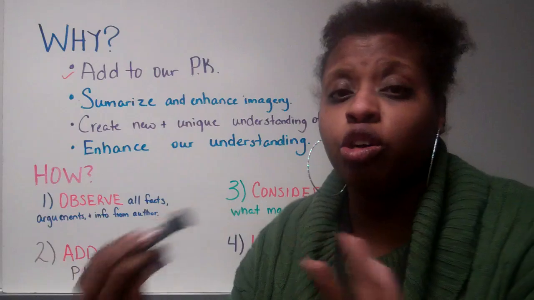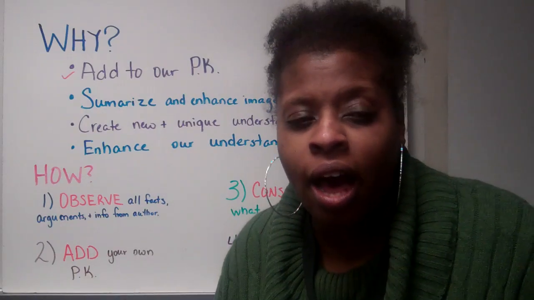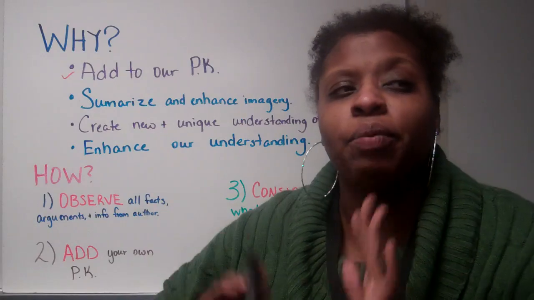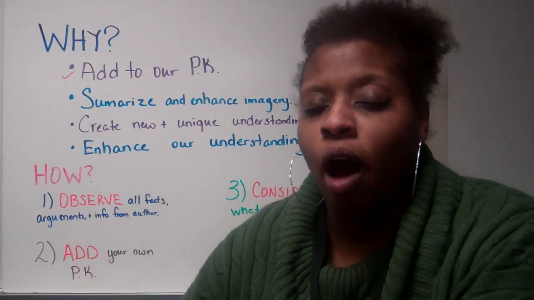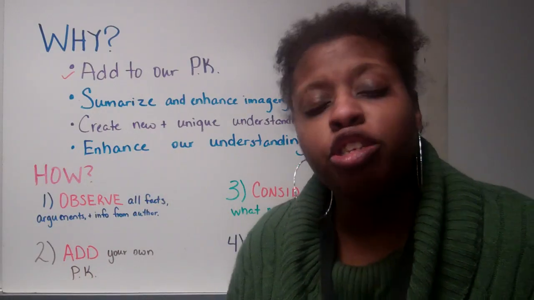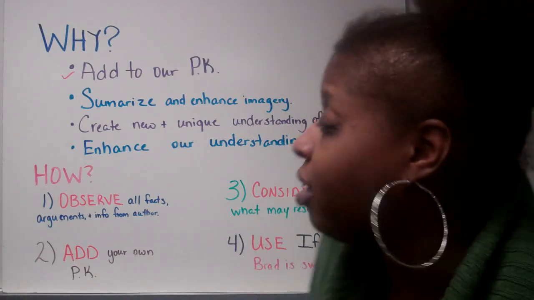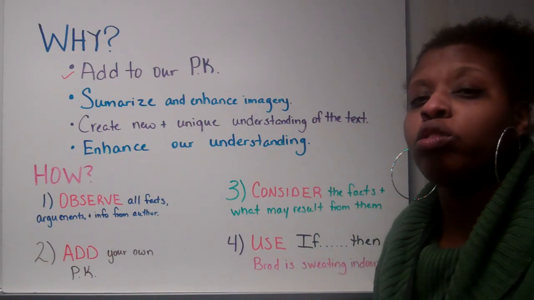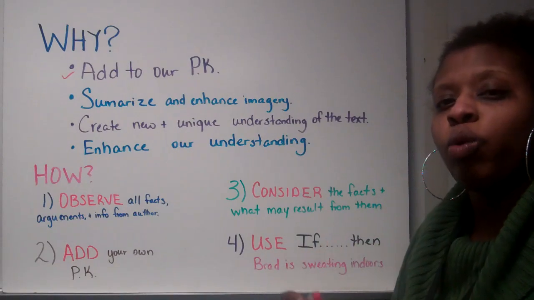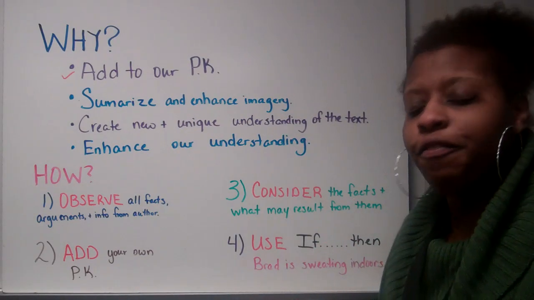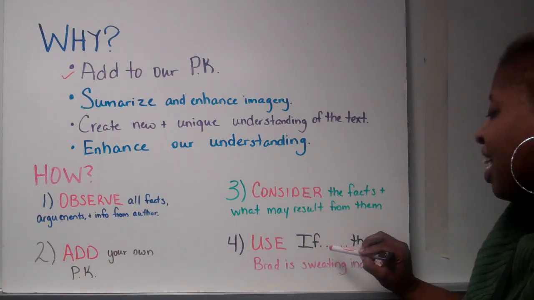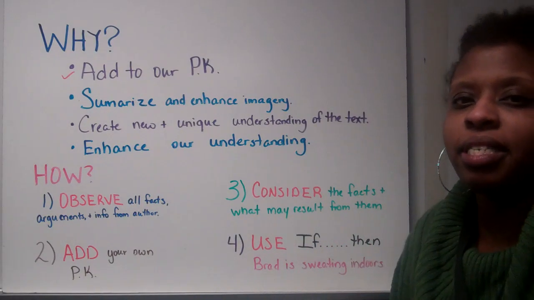Then we add to those observations our prior knowledge. We take everything we knew before we encountered the text and we add our new observations of the text to that so that we then can consider the facts and what may result from them. And this is where we begin to make our inferences, which leads us to number 4. We then use an if-then type statement.